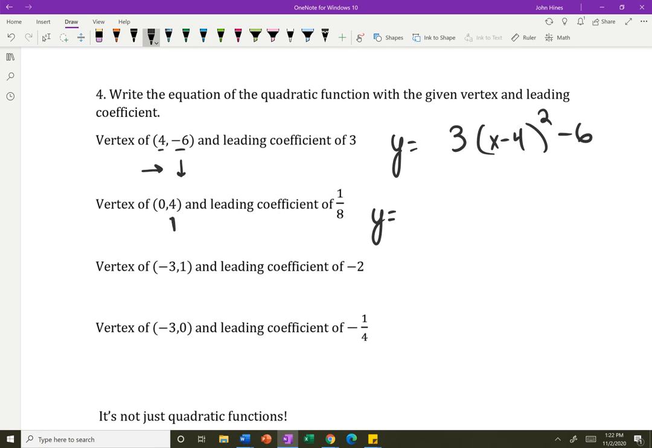All right, I just need to go up 4. So y equals 1/8. I could write x minus 0. That's fine because I'm not shifting at all there. Up 4. 1/8 x minus 0 squared plus 4. Why don't you pause the video and try these next two?